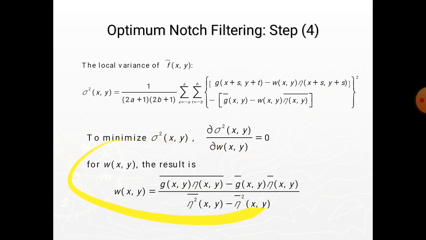This is the result. So to obtain the restored image f hat of x,y, we compute w of x,y and then use this equation. Here w of x,y is assumed to be constant in a neighborhood. Computing this function for every value of x and y in the image is unnecessary. So instead, w of x,y is computed for one point in each overlapping neighborhood.